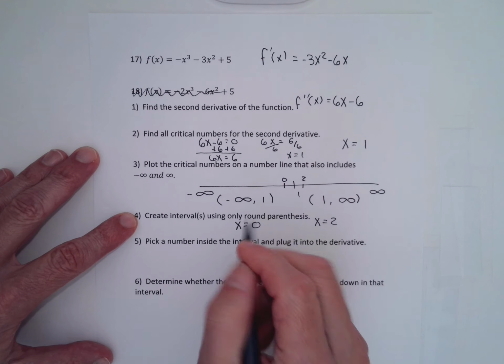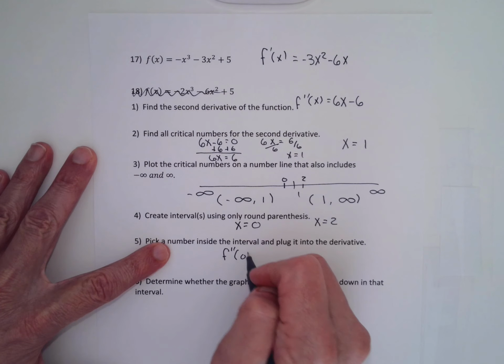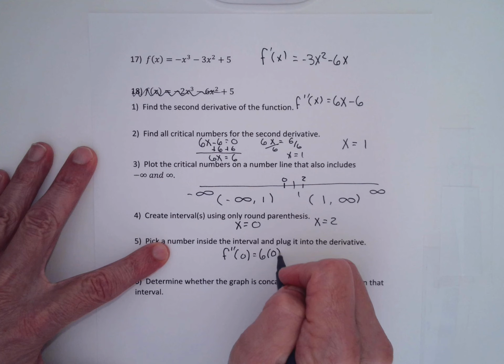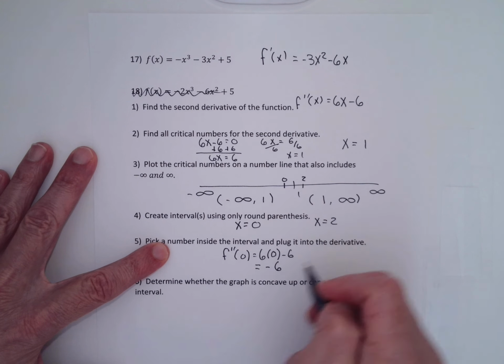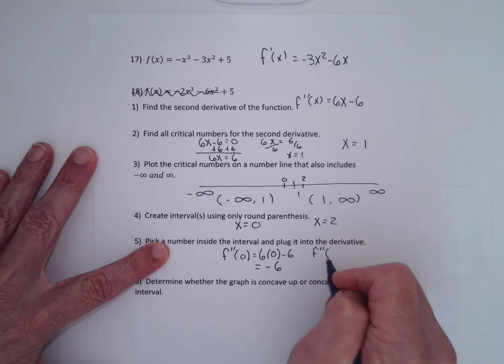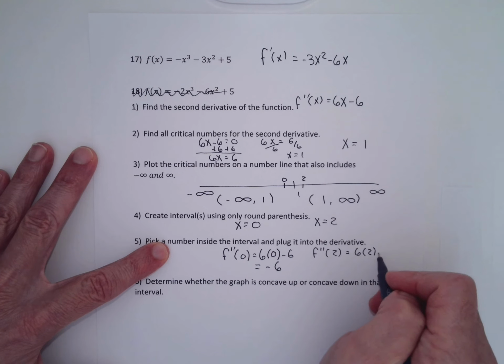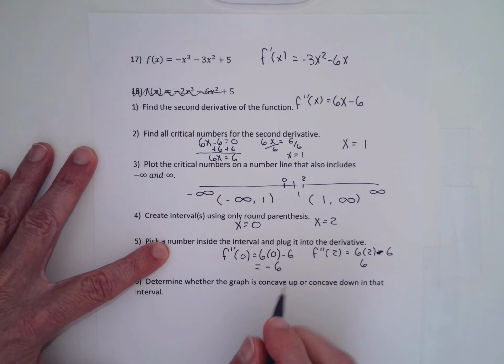Now I'm going to plug those into the second derivative. I'm going to do f double prime evaluated at 0, which is going to be 6 times 0 minus 6. That's going to be negative 6. And then f double prime evaluated at 2, that's 6 times 2 minus 6. That's going to be positive 6.